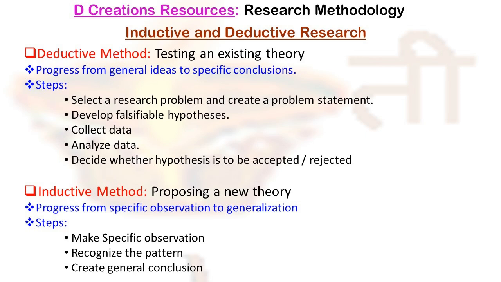Now, there can be two kinds of approaches to the reasoning. One is by the method of deduction and the other is by the method of induction. So deductive reasoning is the process of reasoning from a general assumption to a specific application. While in case of method of induction, it is moving from the specific to the general.